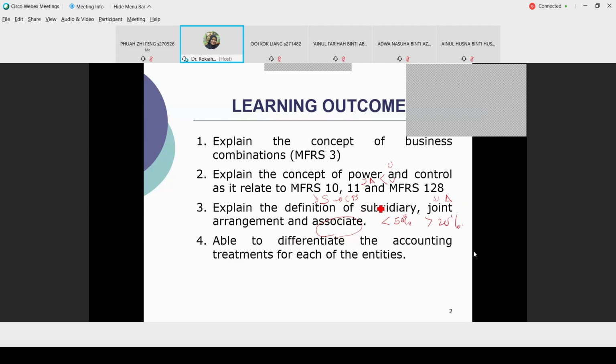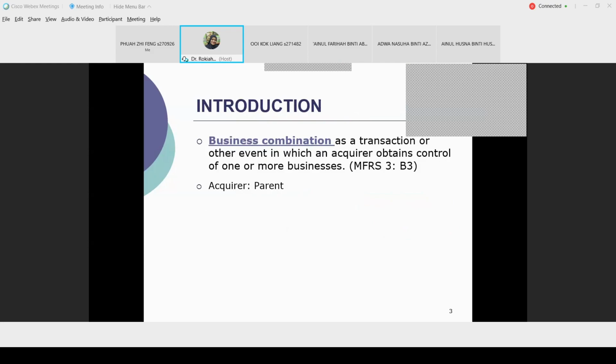For each of these types, subsidiary, joint arrangement, and associate, we have a different accounting treatment. We have different accounting treatments for different types of business combinations: subsidiary, joint arrangement, and also associates.